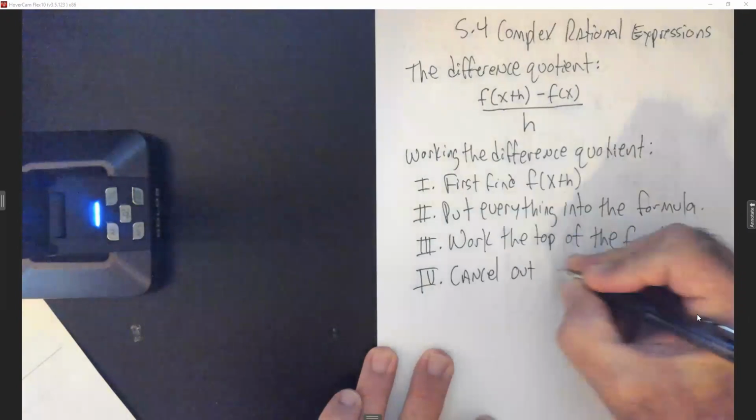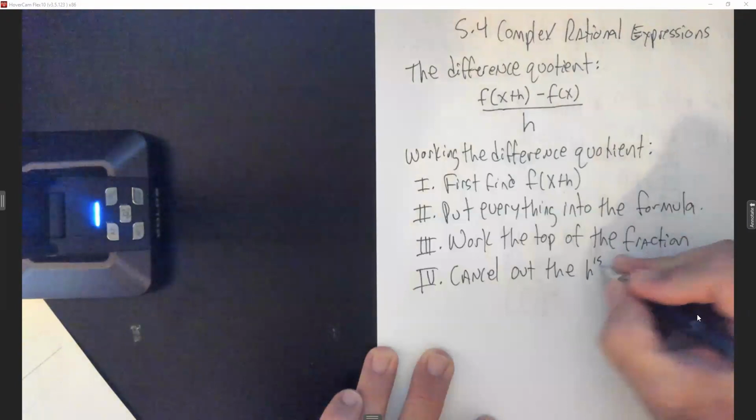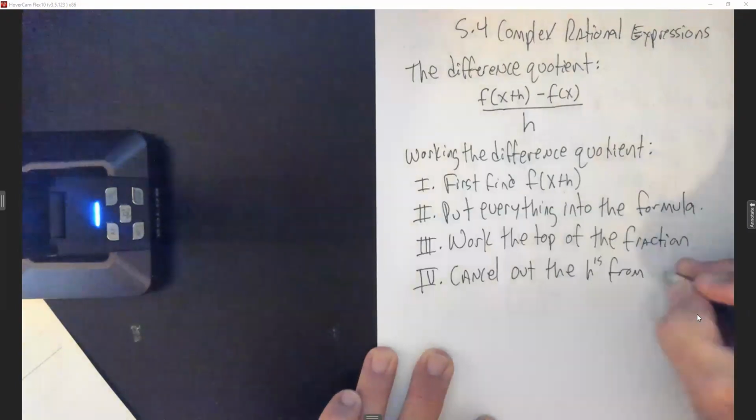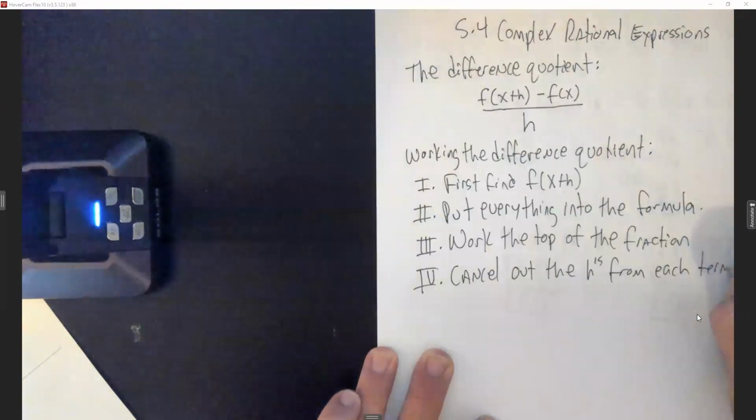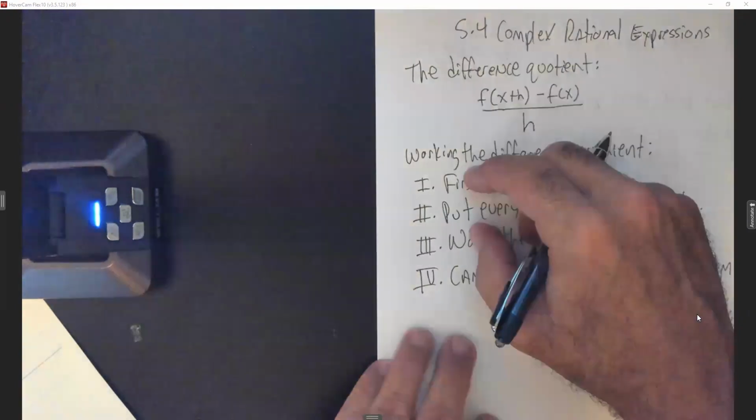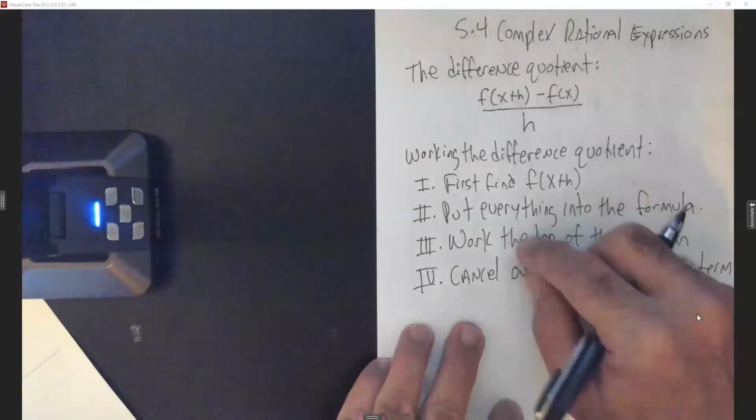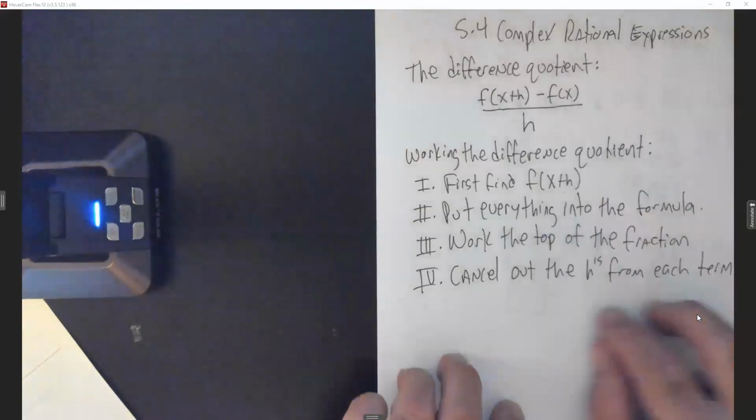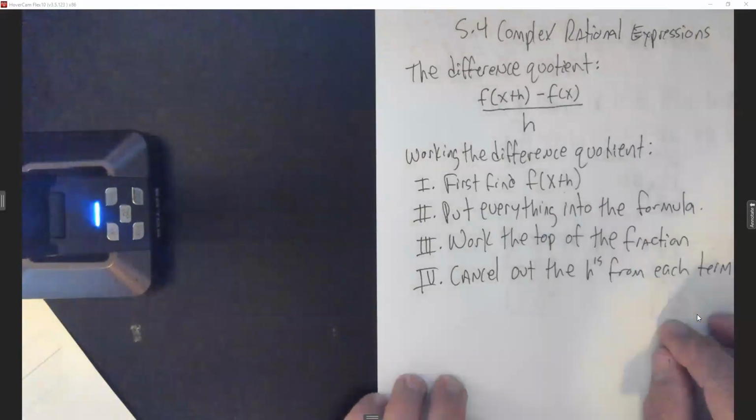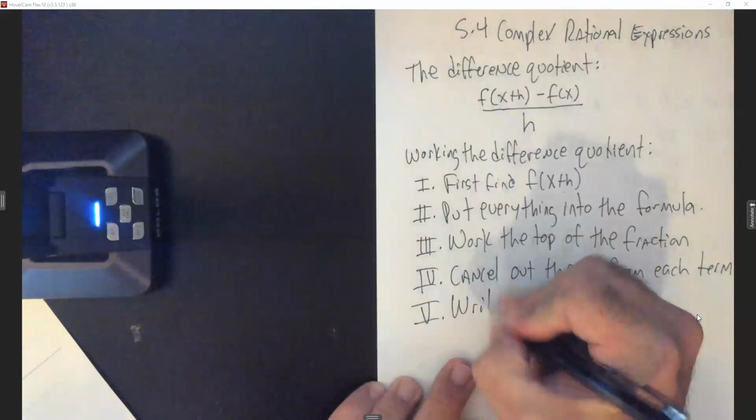Cancel out the h's from each term. So what I'm saying is if you got an h squared in the beginning and then maybe a 2h second, you would cancel one h out of everybody with the h that's going to be on the bottom. Once you do that, you're going to write the result.